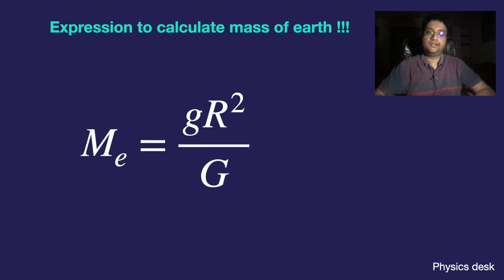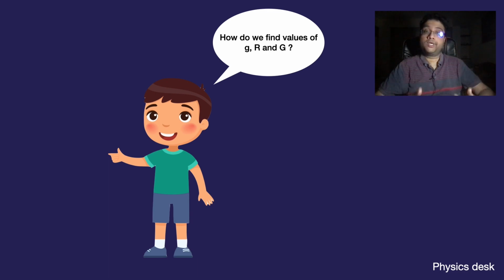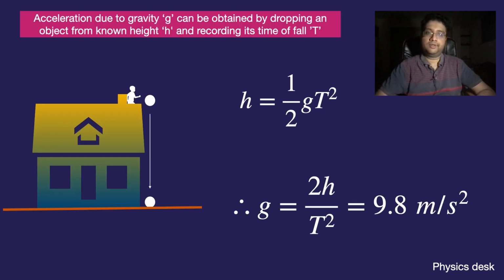But wait, let us see how scientists found out the values of these three constants. The acceleration due to gravity g can be obtained by simply dropping an object from a known height h and recording its time of fall t. From that you get a simple kinematic equation, which is h is equal to ut plus half at squared.